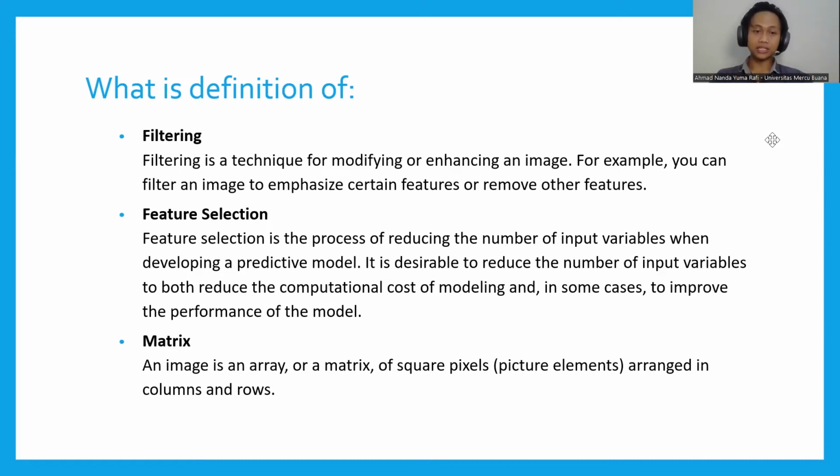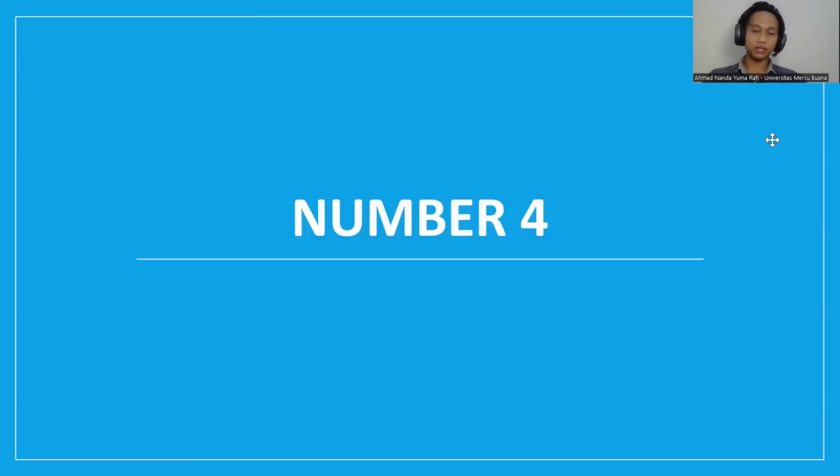And the last is matrix. A matrix is an image: an array or a matrix of square pixels or picture elements arranged in columns and rows. So basically, a matrix is an image that contains columns and rows. That's for matrix.